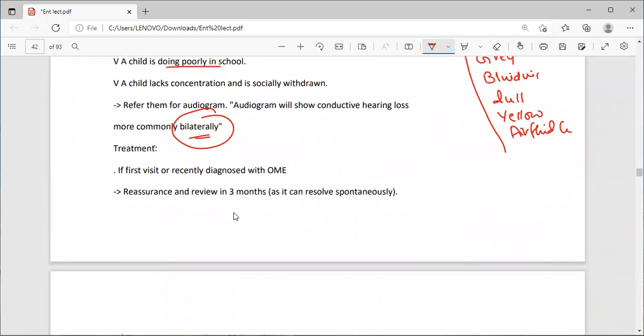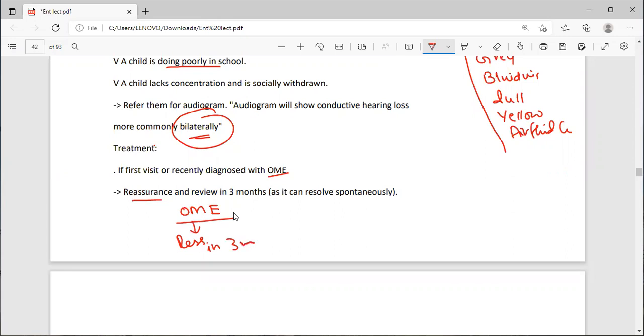So the treatment, for the first visit or a recently diagnosed otitis media with effusion, is reassurance and review in 3 months. Remember, you always have to try reassurance first. So the patient will come with otitis media with effusion. You should not treat him, okay? You tell him that it will resolve spontaneously. You just reassure him and tell him to come back in 3 months.